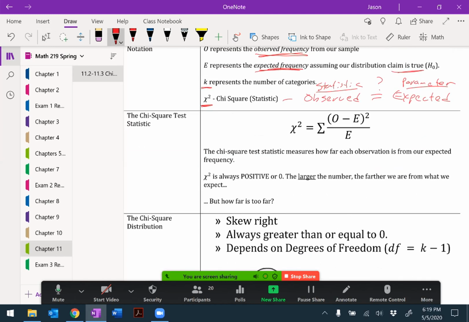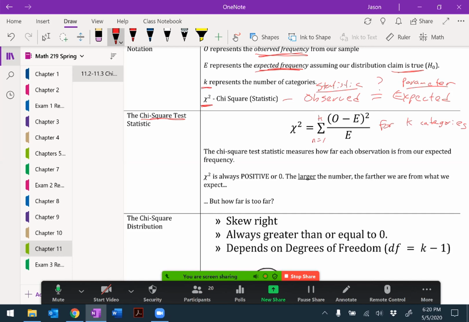Okay, the chi-squared test statistic is chi-squared equals the sum of the observed minus the expected, parentheses squared, and then over the expected. It's a ratio of those. And this sigma is just sum. We're going to sum all of those up for however many categories we have, for K categories, so i equals 1 to K. We're going to sum them all up for however many categories we have.